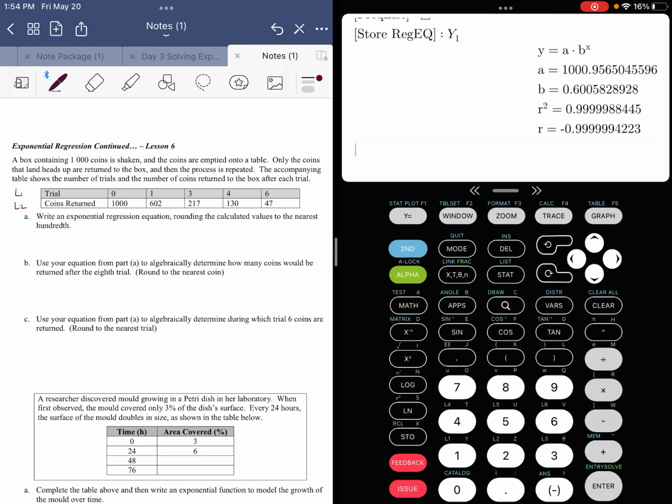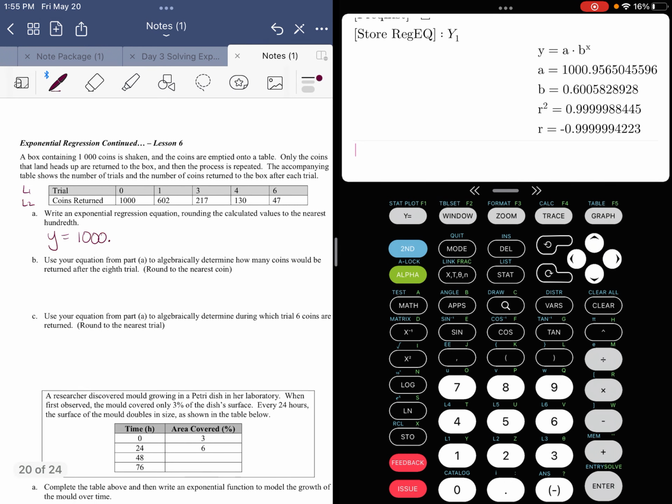So our equation is going to be y is equal to 1,000, because we're going to round that to the nearest hundredth, 1,000.96 multiplied by our b value, 0.60 to the x. Use your equation from part A to algebraically determine how many coins would be returned after the 8th trial. So that means when x is equal to 8.